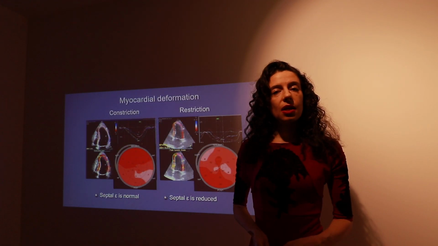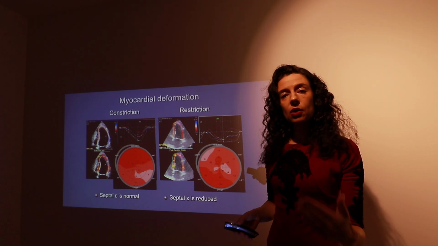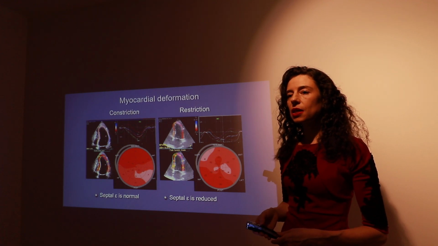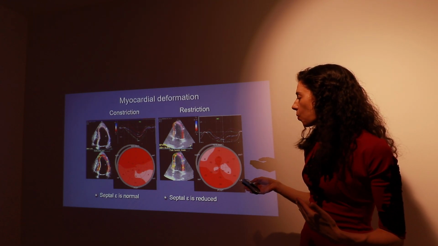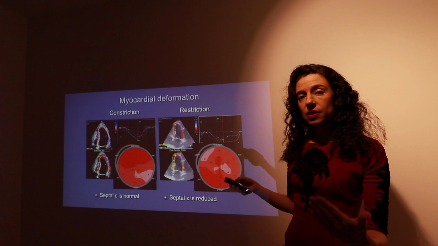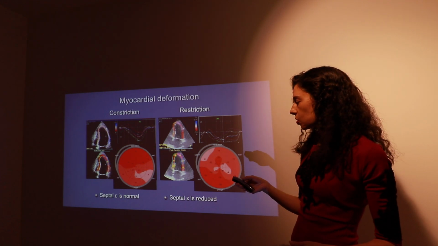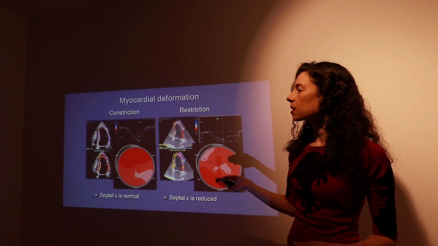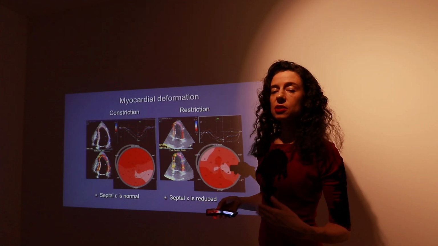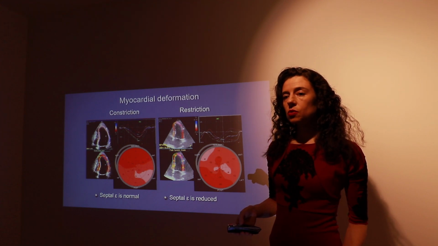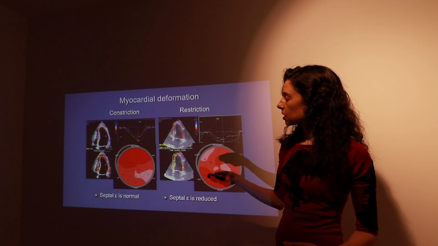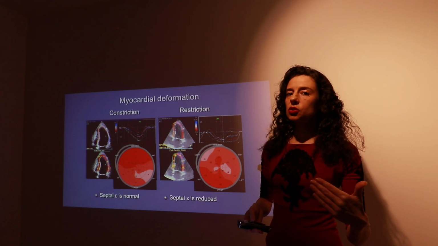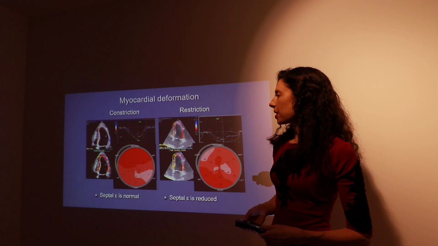Also very useful thing is the speckle tracking and strain imaging. In restrictive cardiomyopathy, which is a myocardial disease, we have an overall reduction of myocardial strain, which is also very typical for the septal region, while in constriction we have a preserved septal longitudinal strain, while we could have a decrease in the longitudinal strain in those areas which are adjacent to the diseased pericardium.